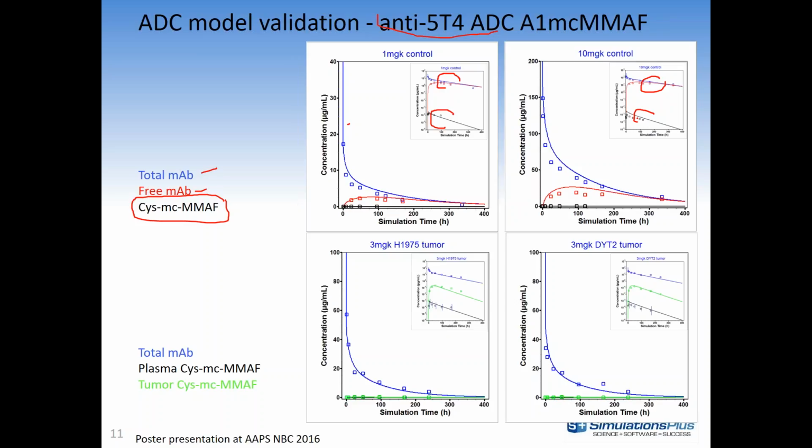As well as that, we've got a couple of simulations in mice with tumors where the payload was distributing into the tumor tissue as well. And here we have the simulation for the total antibody as well as the small molecule in the plasma and in the tumor tissue. And again, we're able to account for the distribution into different tumors.